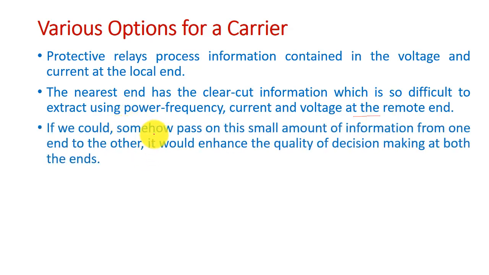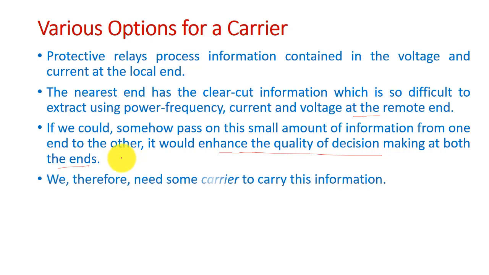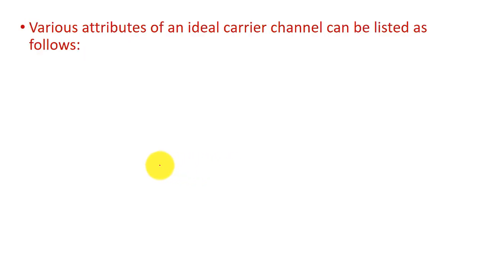If we could somehow pass this small amount of information from one end to the other, it would enhance the quality of decision making at both ends. So we need some carrier to carry this information. Therefore it is essential to have some carrier signal to carry this information.